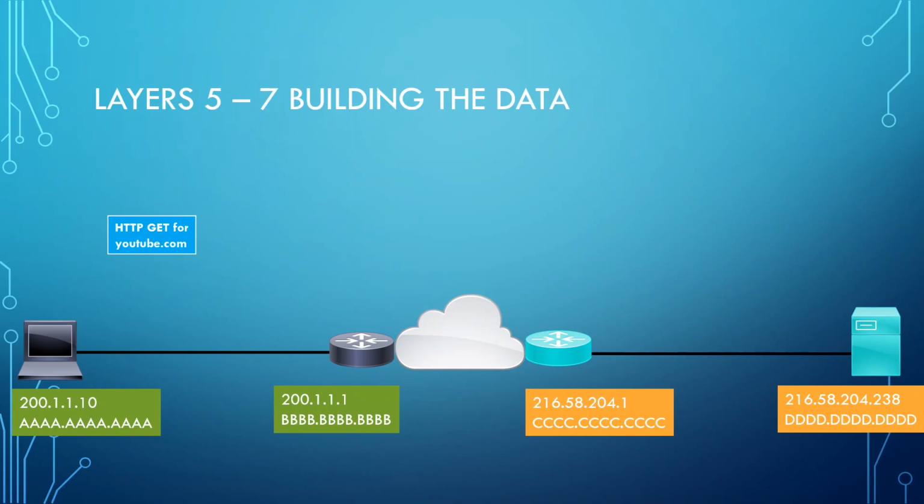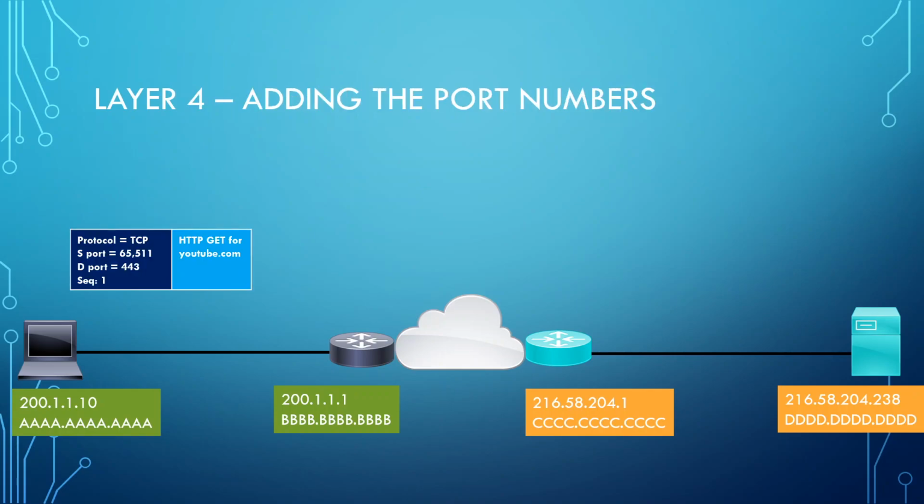So layer 7 is going to build that raw data, and then layer 6 is going to format that data into a format that HTTP or HTTPS understands. Now, once that data is built, so layers 7 through 5, they focus on building the data that we're going to send. Layers 4 through 2, they focus on adding additional information onto that data so that we can get the data from point A to point B and to the correct application or to the correct service.